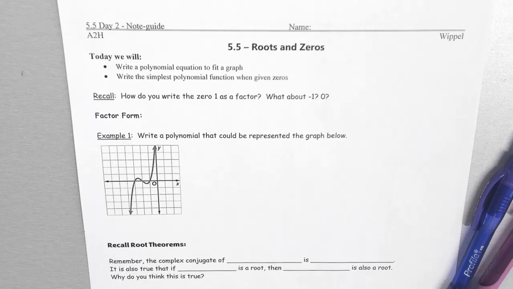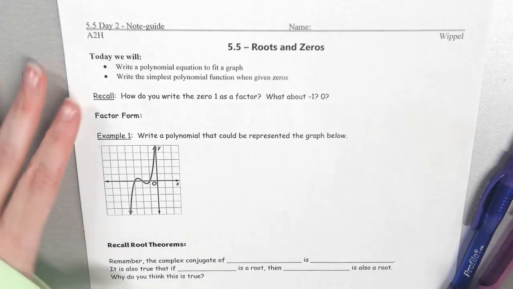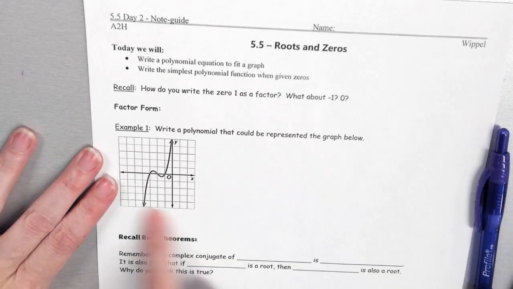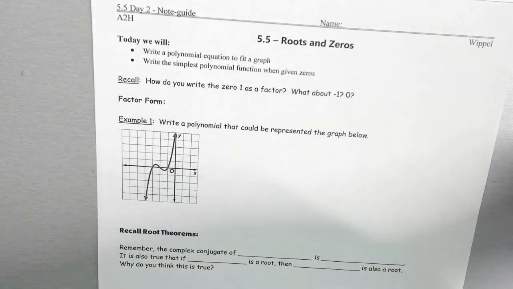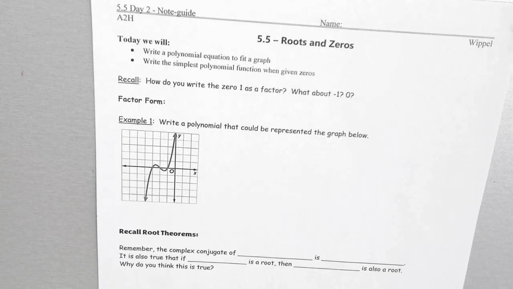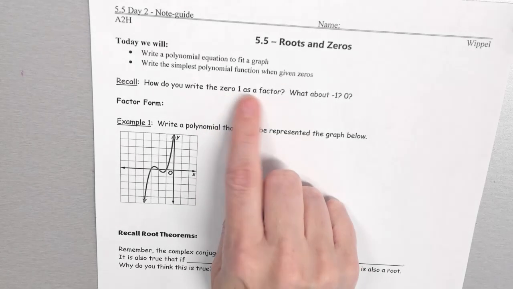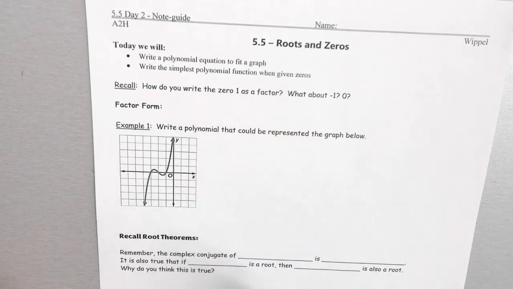All right, so yesterday we found the roots and zeros and we were using synthetic substitution. Today we're going to be writing polynomials. That's going to be our main goal. So we're going to write polynomials to fit a given graph, like in example 1, and then we're going to write simplest polynomials when you are given the zeros. So I'm asking you to recall, how do you write the 0 of 1 as a factor?